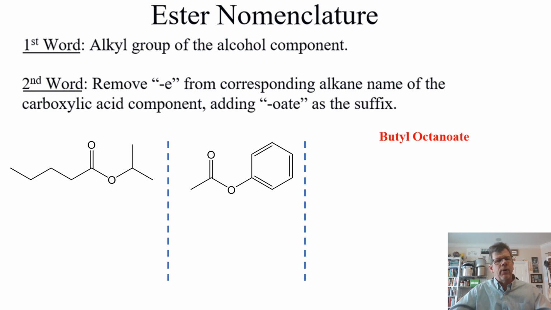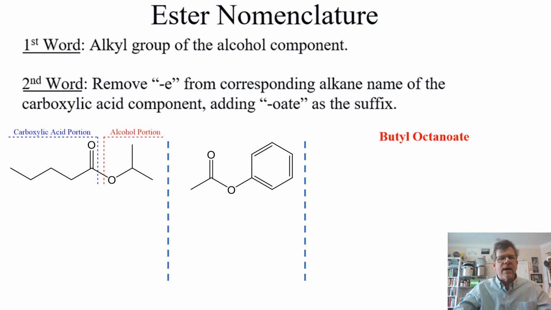Let's look at the example over on the left. So what do we do first? We have to find the alkyl group of the alcohol component, but what is the alcohol component? We have to be able to separate that ester into the alcohol component and the carboxylic acid component. To do that, like we did before, we break through that particular bond. We see in red there, I've labeled that as the alcohol portion. The other part, including the carbonyl, is the carboxylic acid portion.